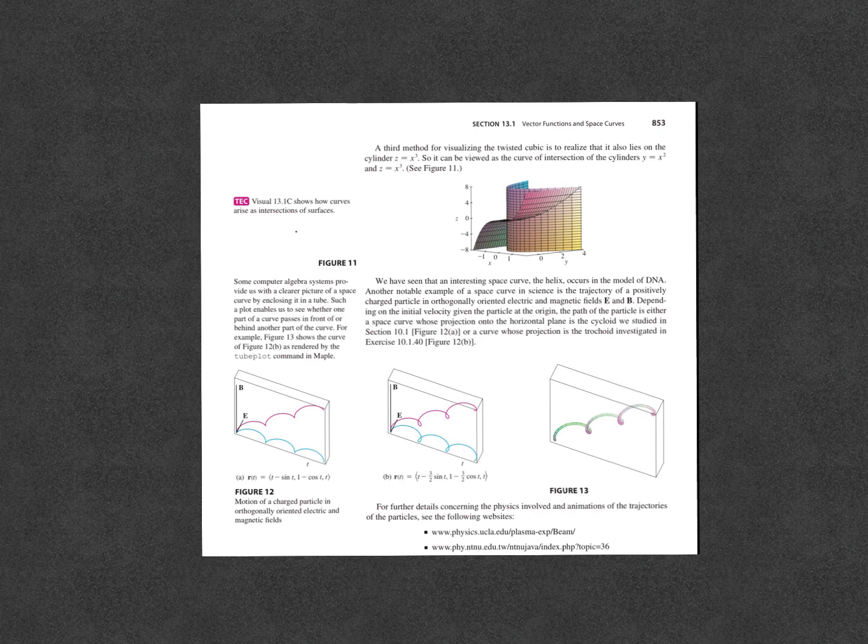Now, the book website has visualizations, so you can look at them there. And some computer algebra systems give you the clearest picture by putting it in a tube. I'll let you read all this. You can pause it and read it. But if you find some computers that help you do 3D drawing, it'll help you get an idea of what it looks like. And down at the bottom here are details concerning the physics involved and the animations of trajectories. You can check those out.